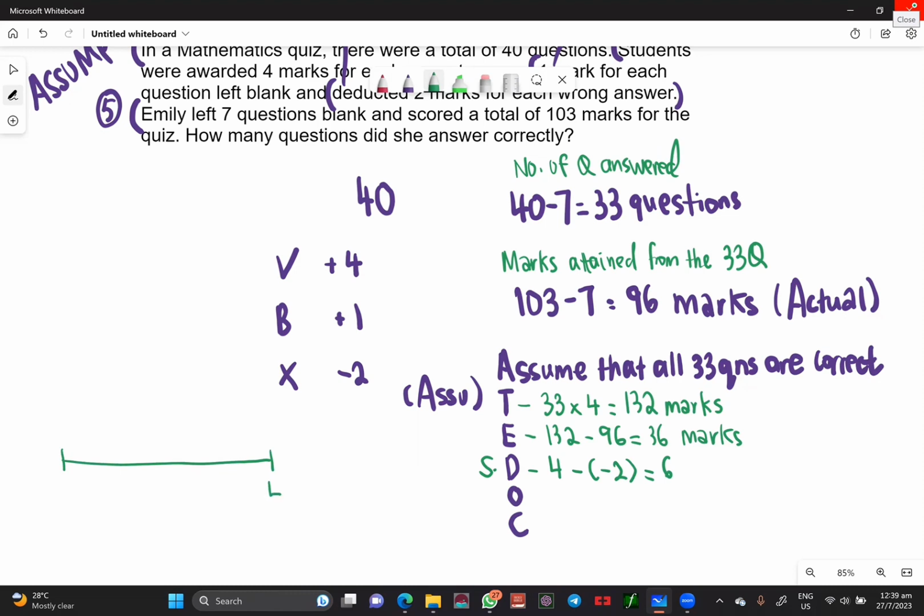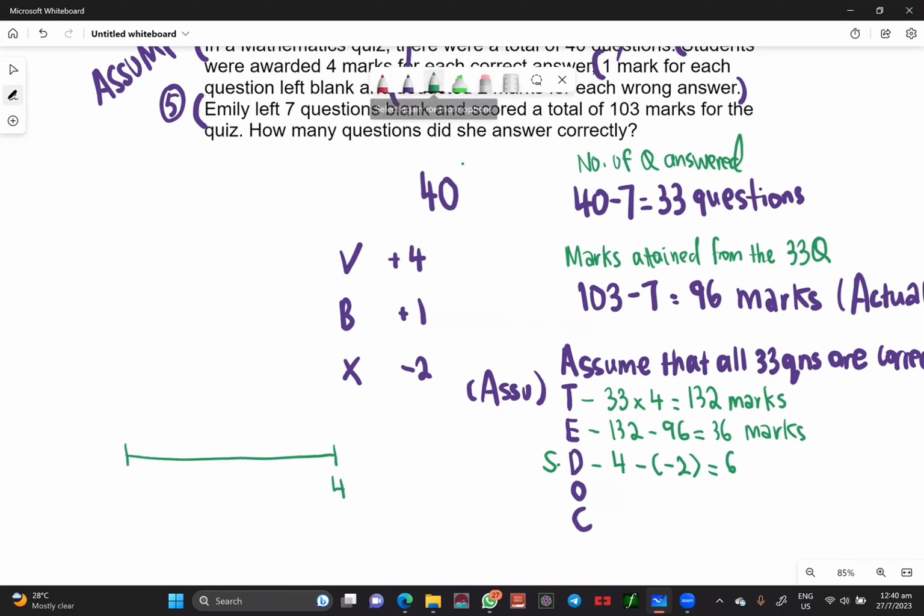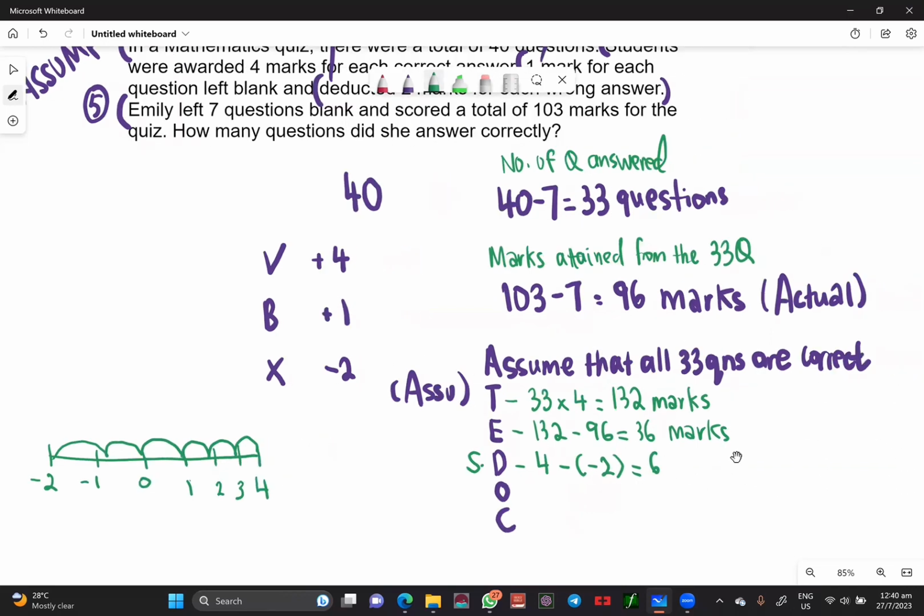If I get it correct, I will get 4 marks, isn't it? If I get it wrong, I will have to subtract 2 marks, right? So what is the difference? The difference is simply whatever that is over here. So as you can see over here, this is -1, 0, 1, 2, 3. Now you have to count the number of gaps. 2 gaps, 3 gaps, 4, 5, 6. And this explains why, as you can see over here, this is 6. And not just 6, but also 6 marks.